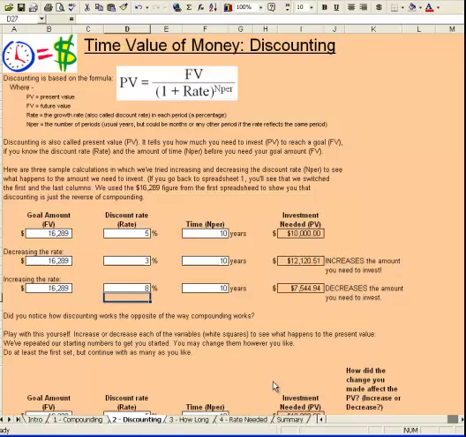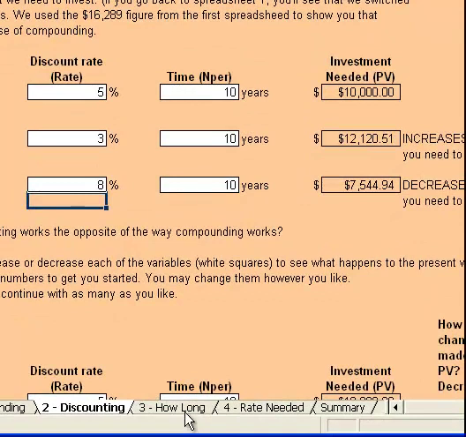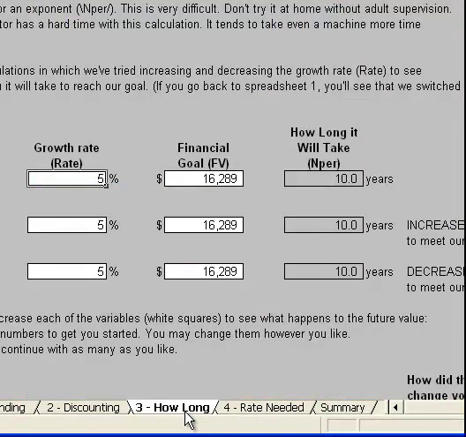Okay, now let's go back to the original compounding equation that I put on the top of this page. Here, we want to solve for n per.